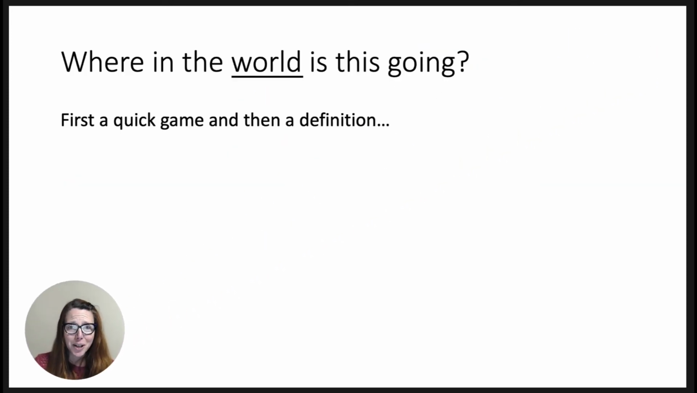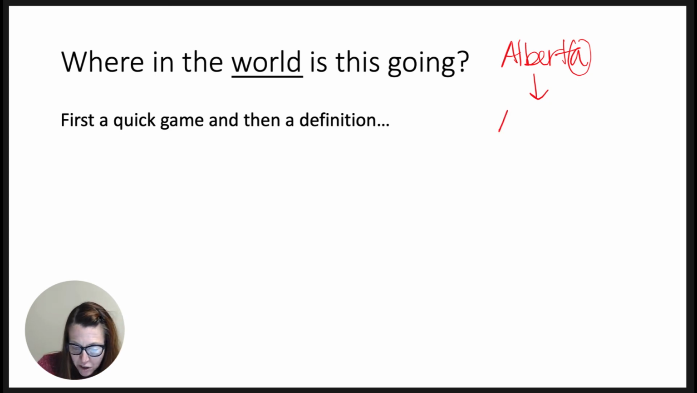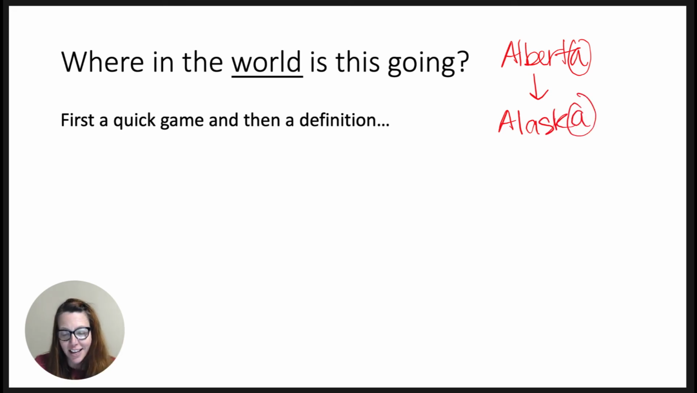Where in the world are we going with this? Have you ever played the game Geography, where I take a place in the world? So you might give me Alberta, which ends in the letter A. And in the game of geography, that means the next word that I have must start with the letter A. So you might trick me and give me another word, Alaska, that also ends in an A. And I want to get out of that loop.